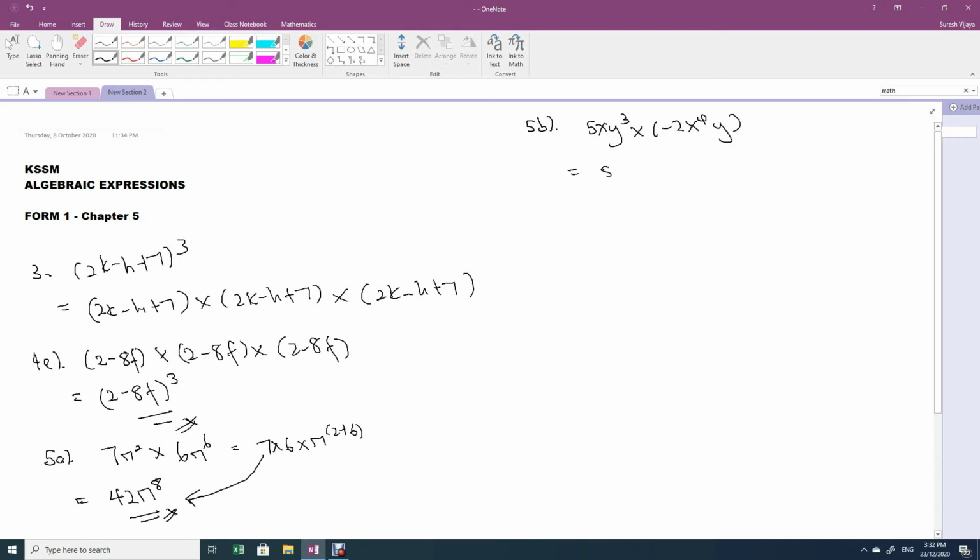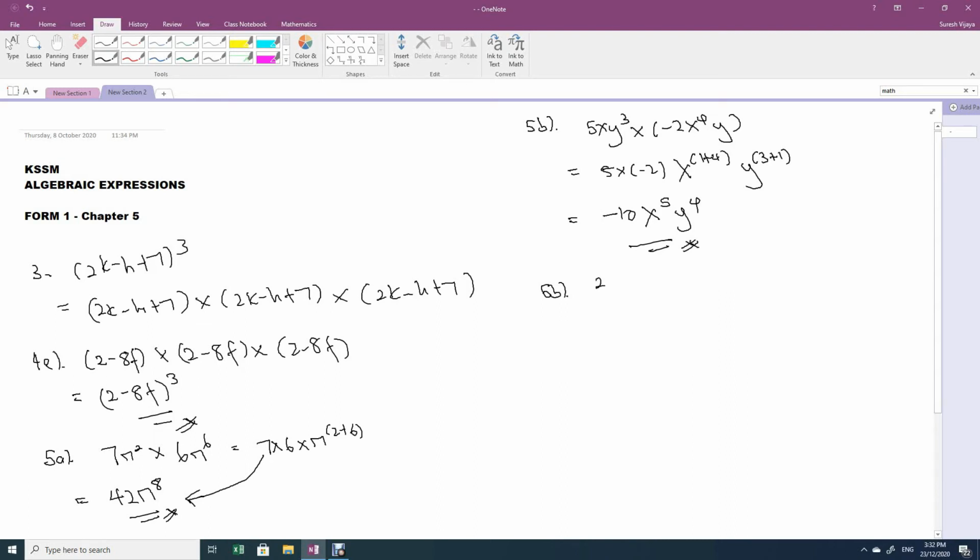Okay, so similarly, yeah, multiply the numbers first, 5 times negative 2, then multiply the variable x, yeah. So for multiplication you have to add the powers, yeah, 1 plus 4, then you have y, 3 plus 1. Negative 10, x to the power 5, and we have y to the power 4. So this is the answer, yeah, for 5b. So let's move to another question, which is 5c.